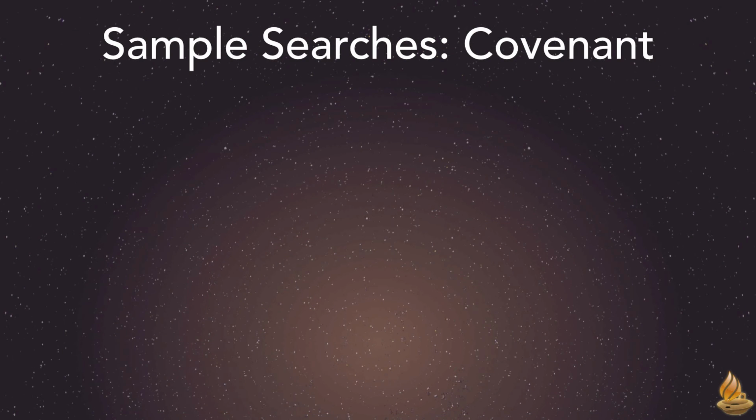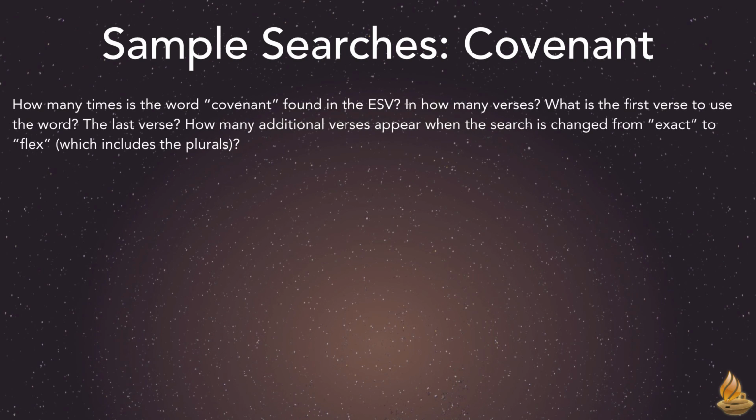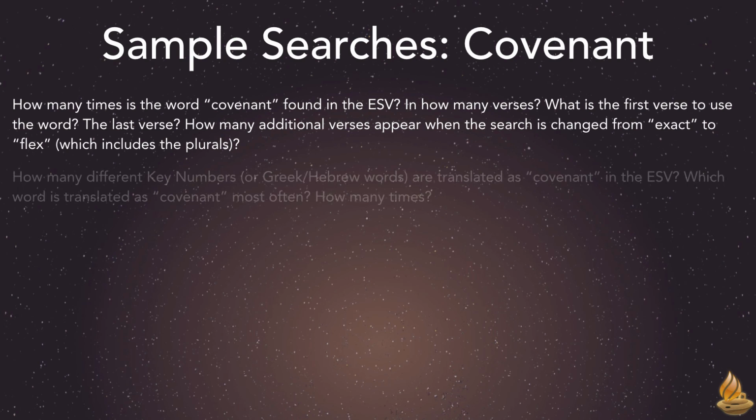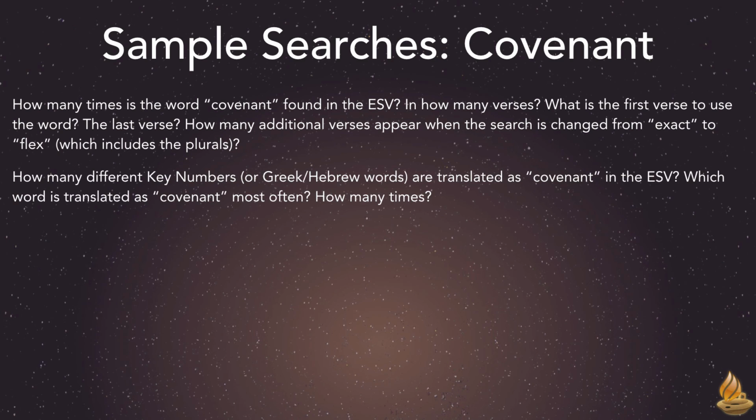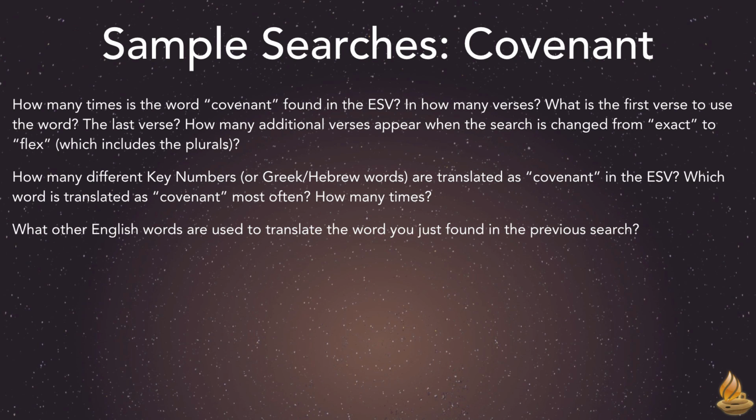Here are a set of sample searches in the ESV, all organized around the theme of covenant. Try them out for yourself. How many times is the word covenant found in the ESV? In how many verses? What is the first verse to use the word? The last verse? How many additional verses appear when the search is changed from exact to flex, which includes the plurals? How many different key numbers, or Greek Hebrew words, are translated as covenant in the ESV? Which word is translated as covenant most often? How many times? What other English words are used to translate the word you just found in the previous search?